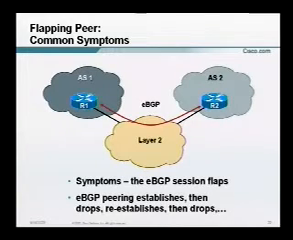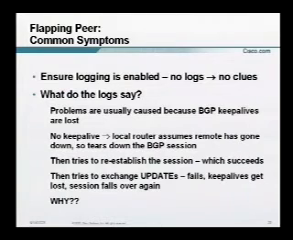Flapping peer. I mean, the symptom you have is that the eBGP session flaps. It comes up, stays up for a bit, then falls over. And then it restarts, comes up, falls over, and so forth, round and round and round. Well, you need to ensure that logging is enabled. If you don't have any logs of what's going on in the router at either end, you have no clues what's going on. And you should always be trying to configure your router so that you get maximum clues to try and help with the troubleshooting. What do the logs say?